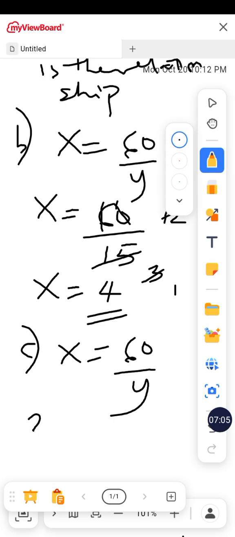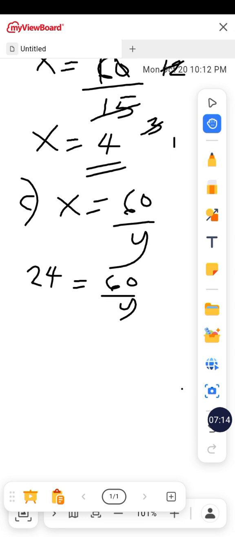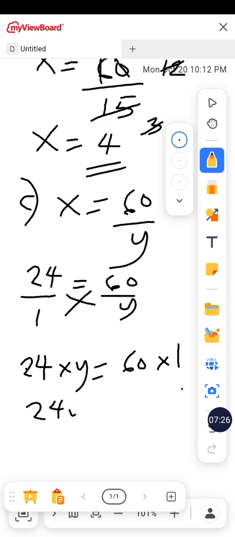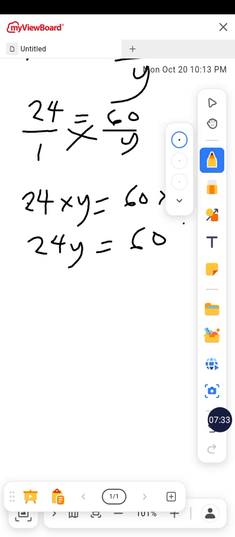Anywhere I see x, x equals 24, so 24 equals 60 over y. Okay, this is also a division problem. I'll get rid of it by multiplication. So this is like 24 over 1. When you cross multiply, I have 24 times y equals 60 multiplied by 1. So that's like 24y equals 60. I'm looking for my y. What do I do? I divide both sides by 24.